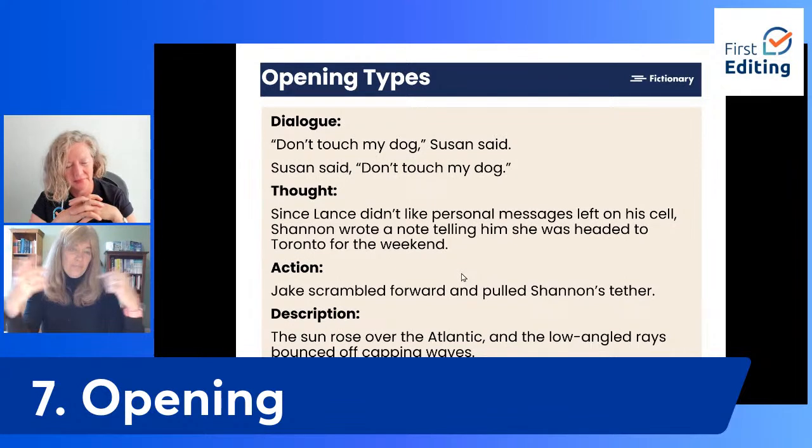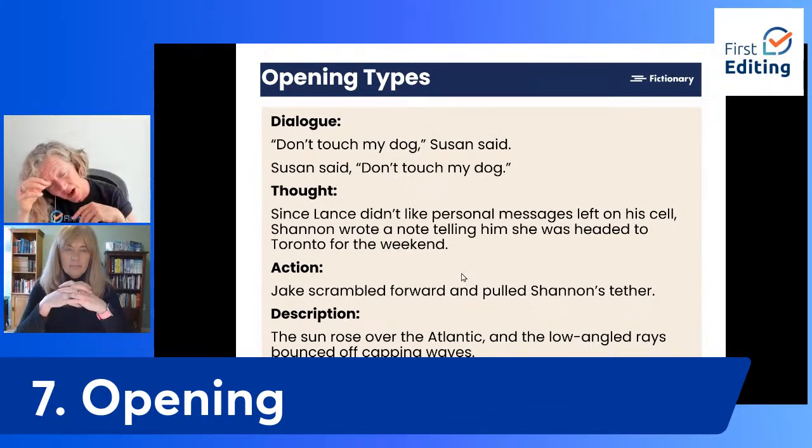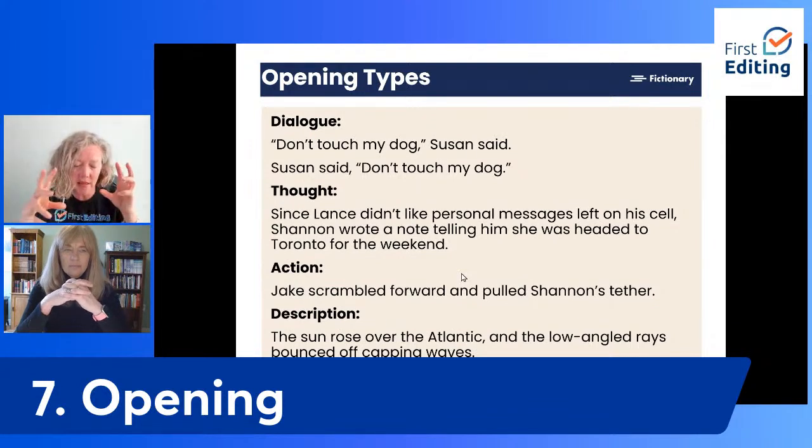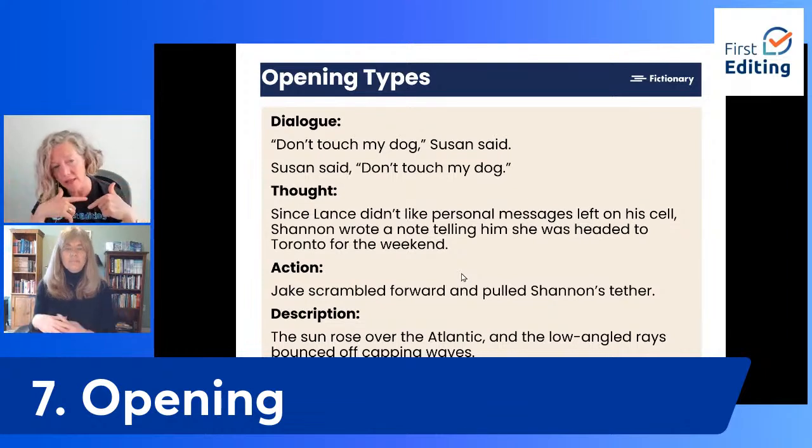Exactly. And the thoughts, going into their internal thoughts, letting us see what they're thinking, what they're doing. "Since Lance didn't like personal messages left on the cell, Shannon wrote a note telling him she was headed to Toronto for the weekend." So it's a thought there that he doesn't like personal messages, but we know what's going on there. So it's a combination. But again, we're going to identify that, and we know, okay, now you used it this time in this scene, but have you used it in the other scenes the same way? Or have you diversified it and you've got other things?